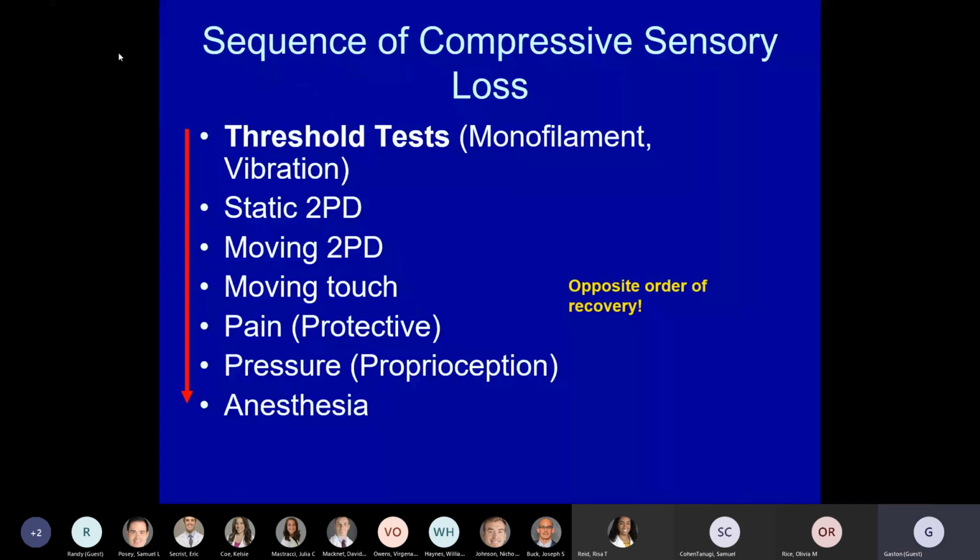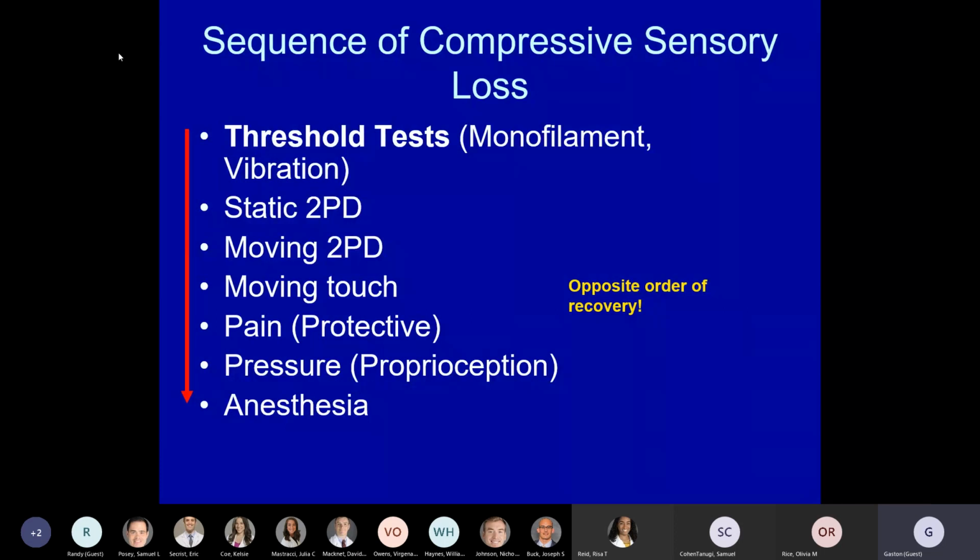In order, as you begin to compress a nerve, you're going to see these changes. The very first thing that's been asked in someone with carpal tunnel that you would see abnormal would be abnormal threshold testing, which again is monofilament and vibration. Then you'd lose static 2-point, then moving 2-point, then pain overall, then pressure, and then complete anesthesia.